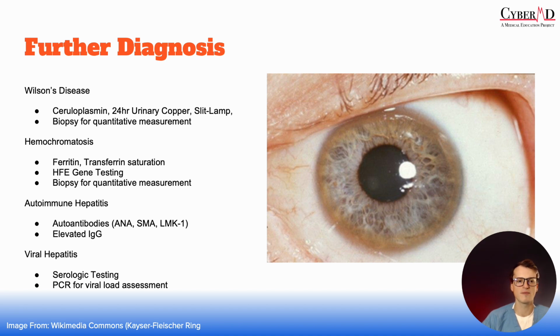And then for viral hepatitis, you can do and often will do serologic testing to help you identify hepatitis viruses B versus C versus some of the more rare ones like D and E. And then polymerase chain reactions for the viral load and assessment provides information about the activity and transmissibility of the virus itself. So those diagnostic methods are tailored to the suspected underlying cause of cirrhosis.